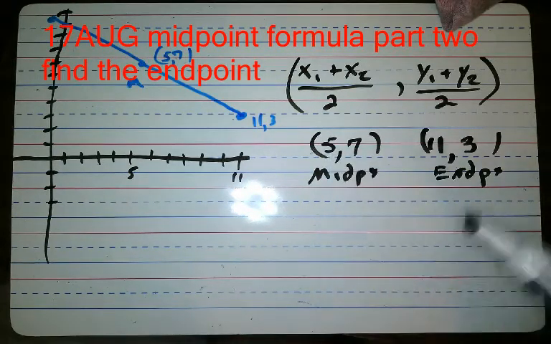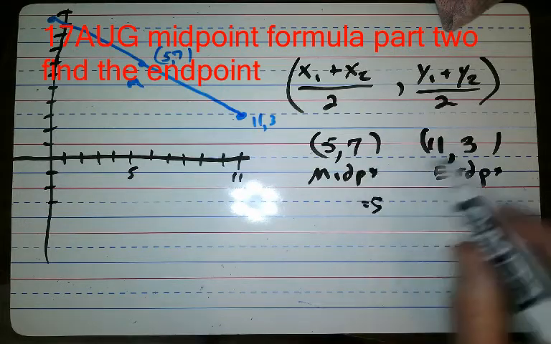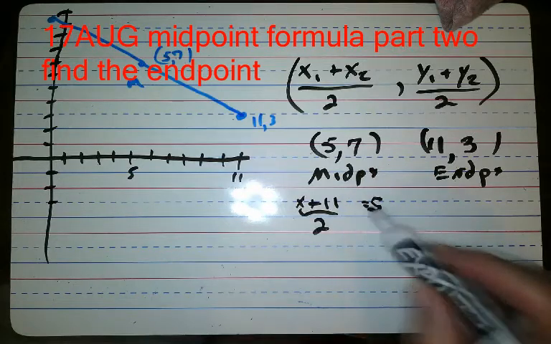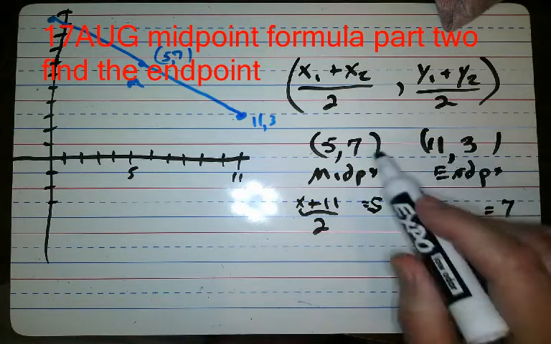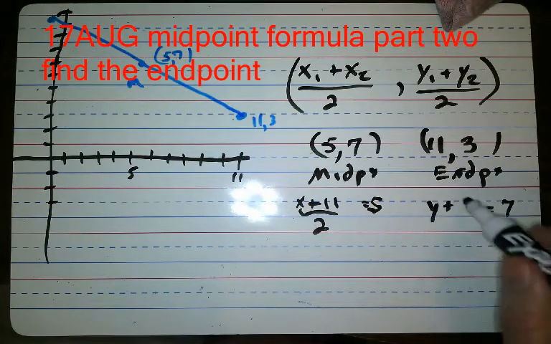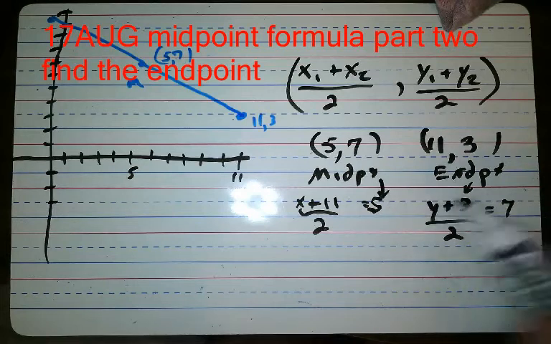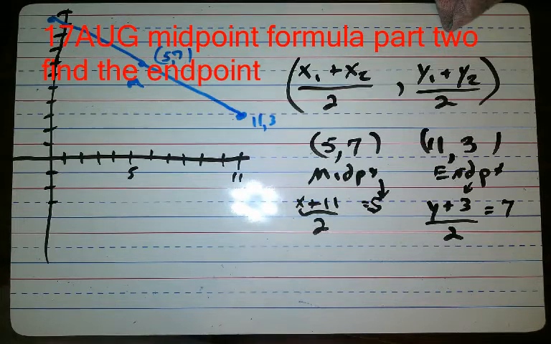I know that this is the middle, so that means that's the answer to the x part. So 5 is the answer. And so that means x plus 11 divided by 2 has to equal 5. And then 7's the answer over here. So that means y plus 3 divided by 2 equals 7. Remember, the midpoint goes here, the endpoint goes inside. To solve this problem, we have to multiply by 2.